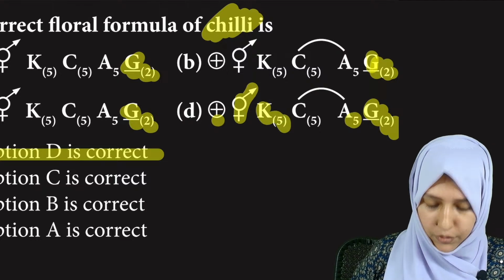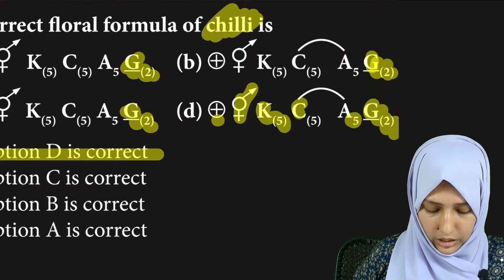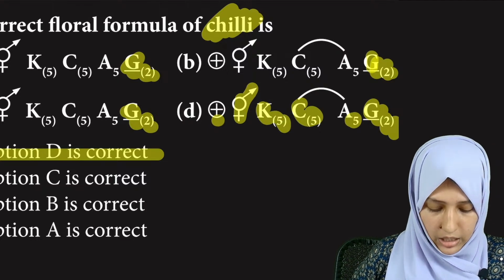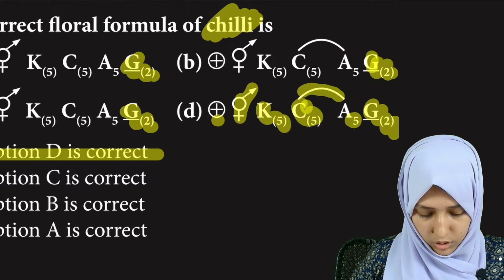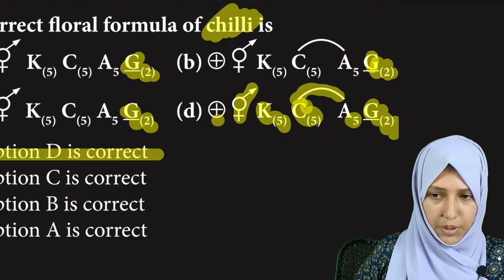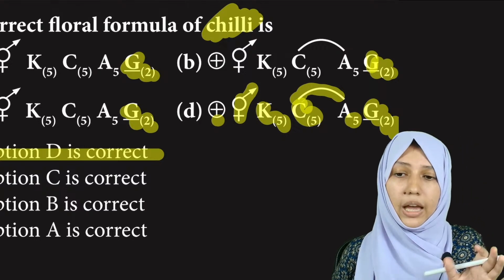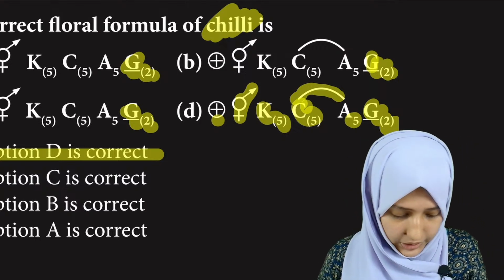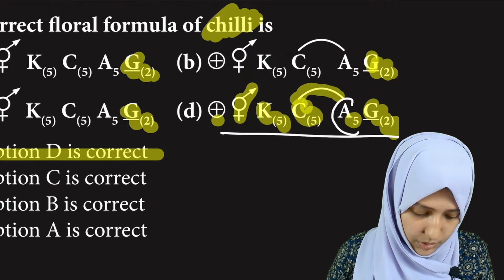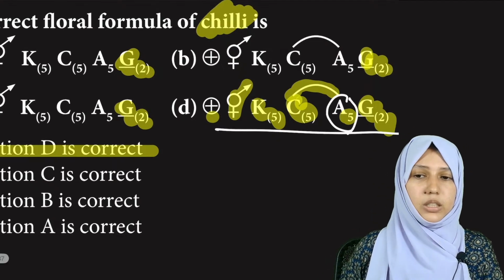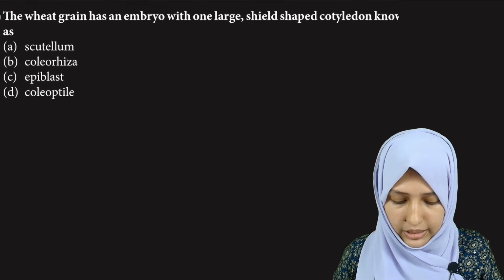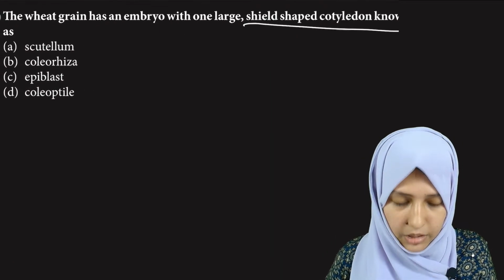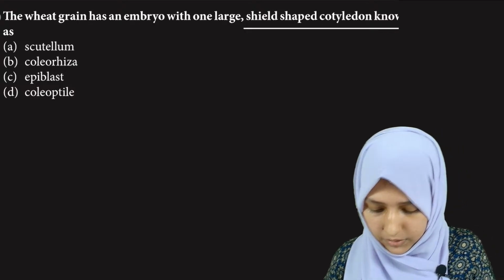Then calyx is fused with 5 in number, and corolla is also again fused 5 in number, and they are attached to the androecium, which is also known as epipetalous. Epipetalous, clear? And again, please note that the androecium is not fused. It is free. Clear? The wheat grain has an embryo with one large shield-shaped cotyledon known as scutellum.